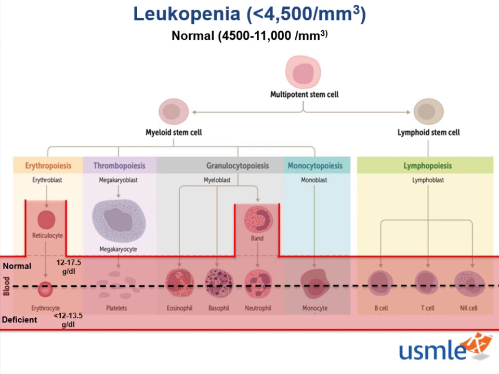A normal red blood cell count varies between men and women, but is generally between 12 to 17.5 grams per deciliter. A low red blood cell count varies between men and women, but is generally less than 12 to 13.5 grams per deciliter and is called anemia. A normal reticulocyte count is between 0.5 and 1.5%.